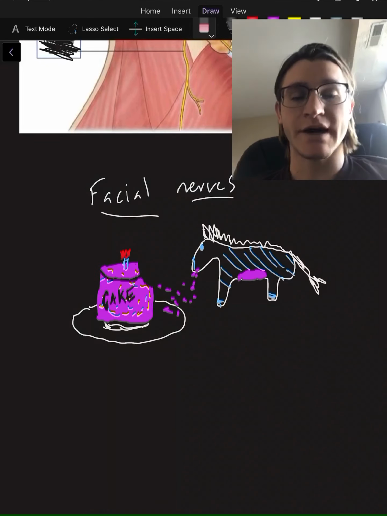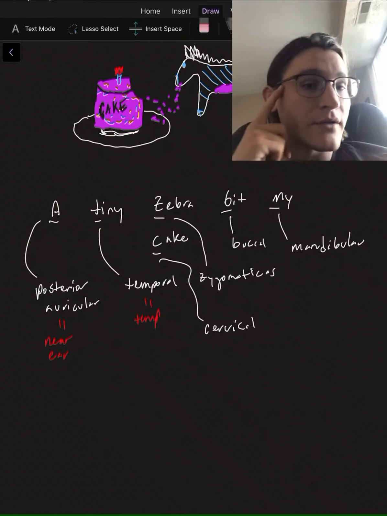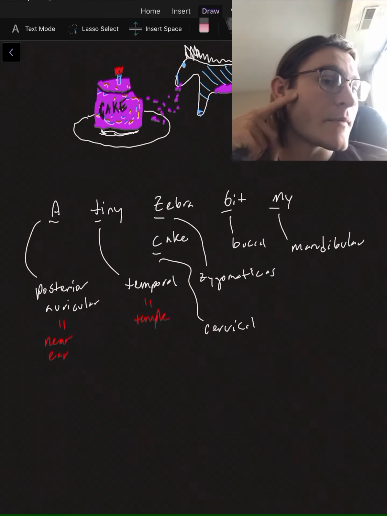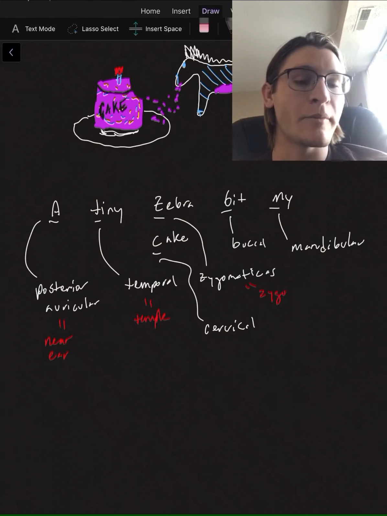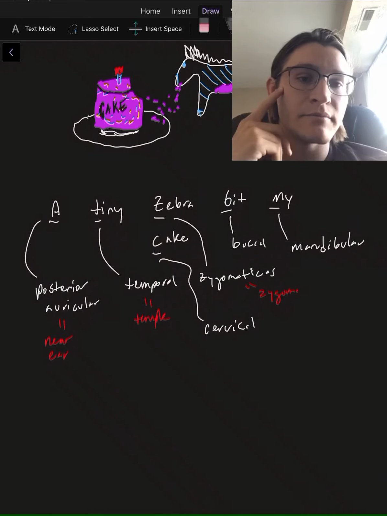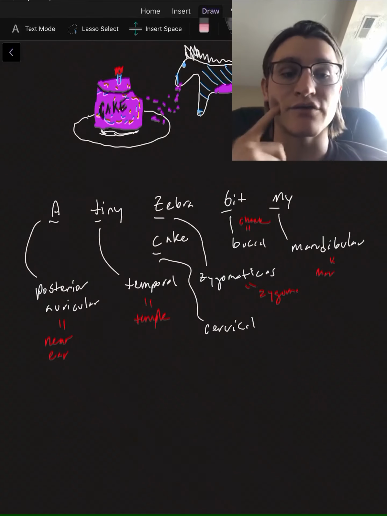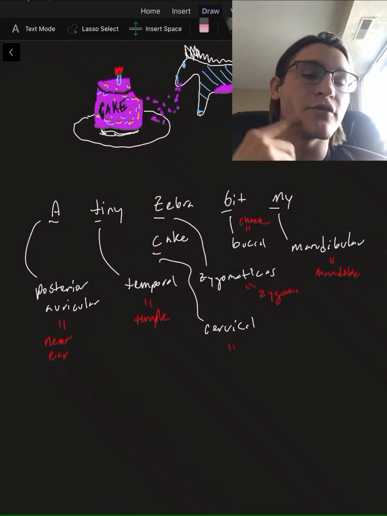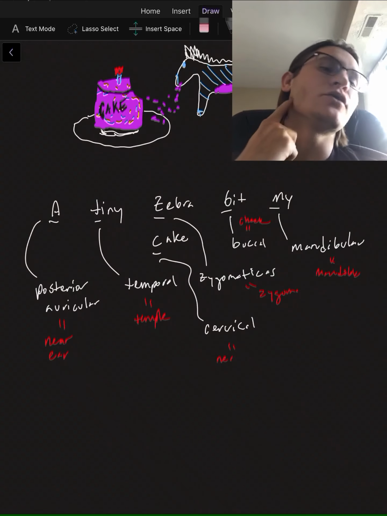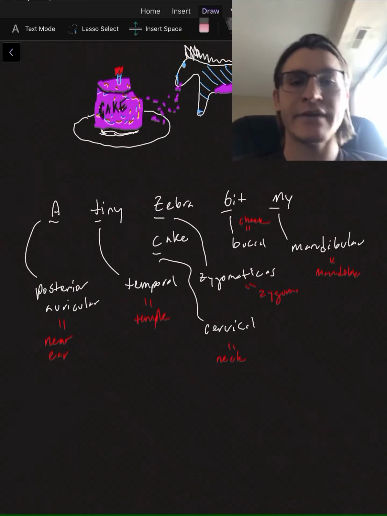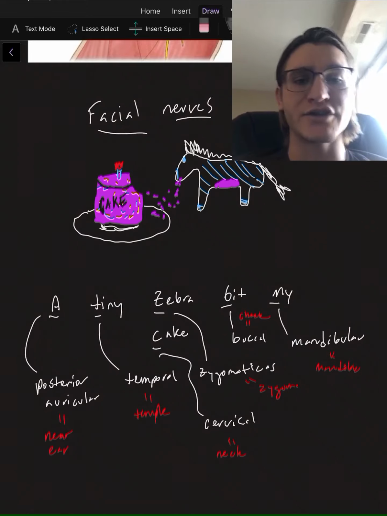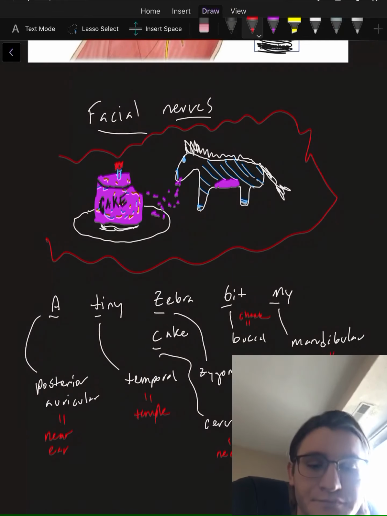So posterior auricular, think of auricular as ear, and then posterior, so it's going to go behind the ear relatively. Temporal, so it's above the zygomatic bone. Zygomaticus, think of zygoma bone. Buccal, think of cheek. Mandibular, think of our mandible. And then cervical, think of our neck. And that'll guide you guys along with where these branches are according to the face.